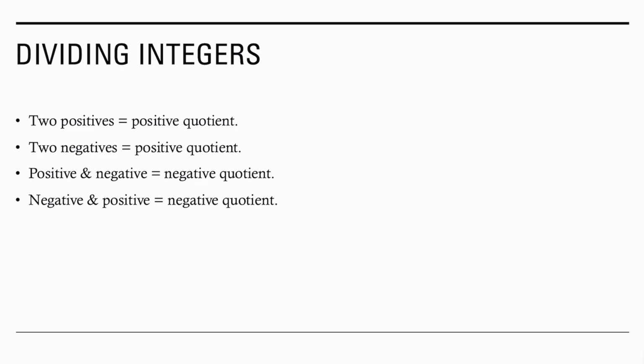So two positives equal a positive quotient. As an example, if you have 3 divided by 4, you would end up with 3/4 or whatever that is in a decimal. For two negatives, having a positive quotient, it's the same kind of deal. So negative 3 divided by negative 4, you will also end up with positive 3/4.